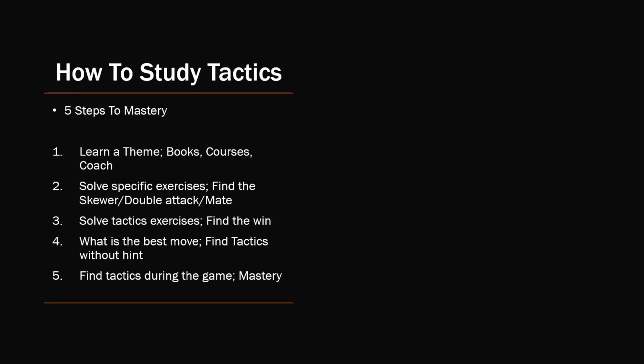But then once we find an easy, let's say 1 move checkmate also in the game, we can move to 2 move checkmates, right? And then we can move to 3 move checkmates. And the same goes for any tactical theme you might learn. Okay, so these are the 5 steps. And now I will show you those 5 steps with some examples.